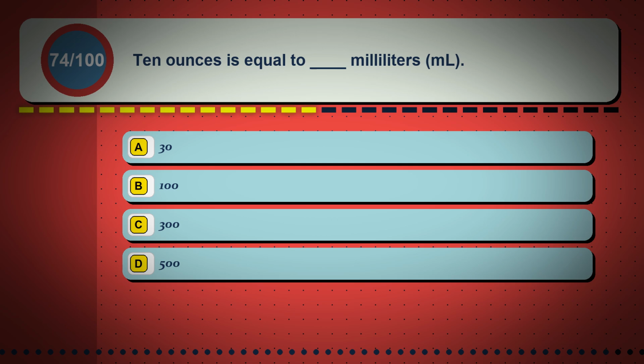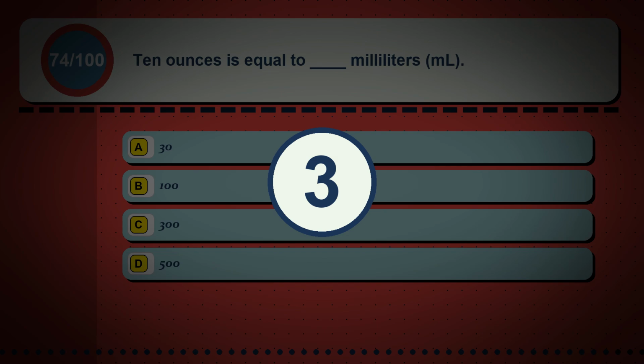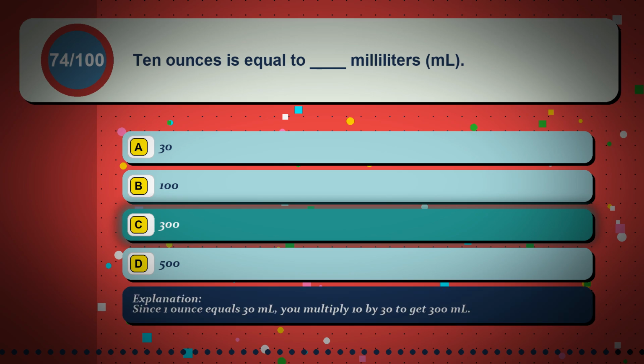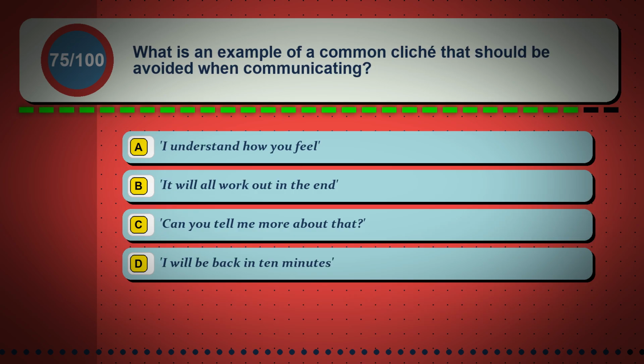Option A, 30. Option B, 100. Option C, 300. Option D, 500. The correct answer is option C, 300. Since 1 ounce equals 30 ml, you multiply 10 by 30 to get 300 ml. Question 75. What is an example of a common cliché that should be avoided when communicating?